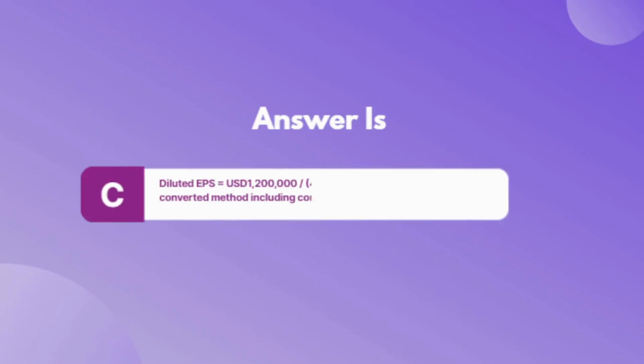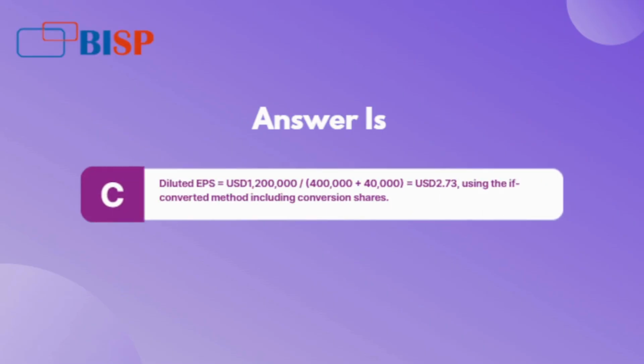Answer is C. Diluted EPS equals $1,200,000 / ($400,000 plus $40,000) equals $2.73, using the if-converted method including conversion shares.